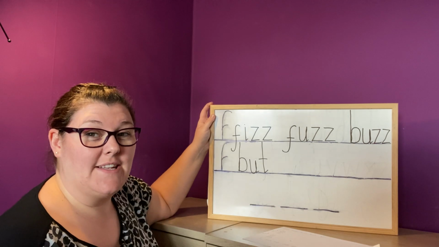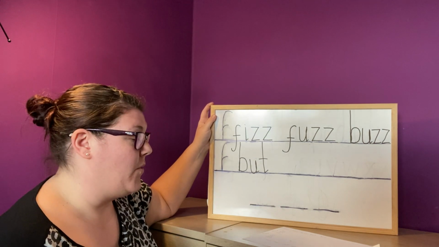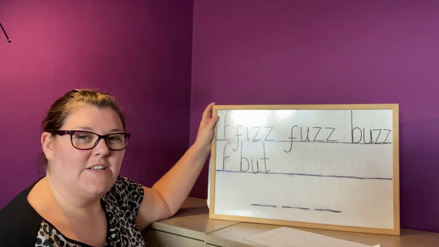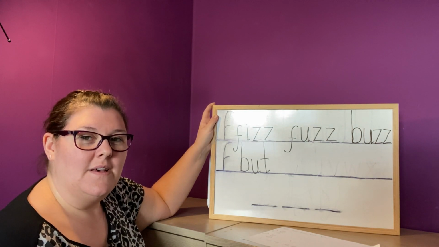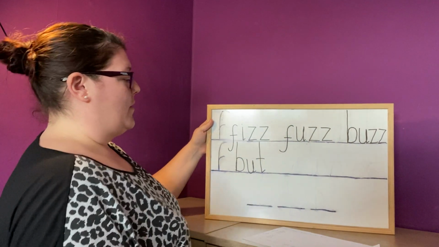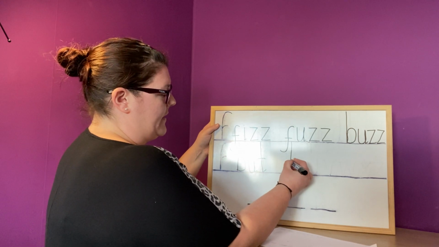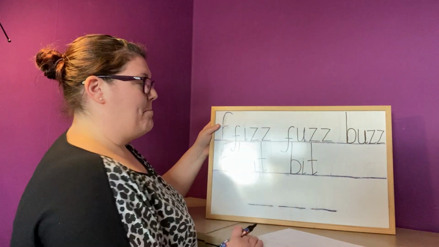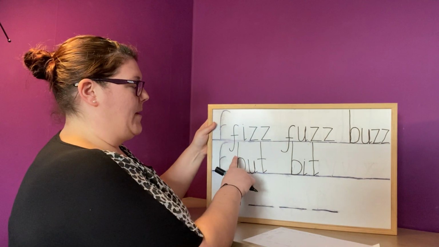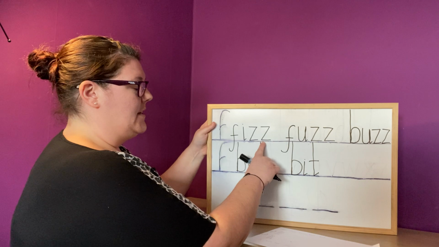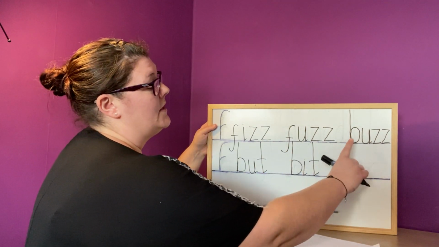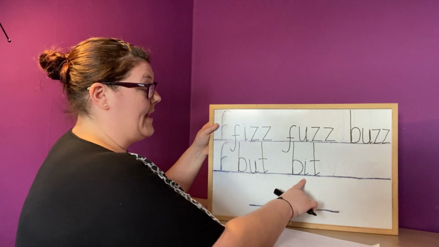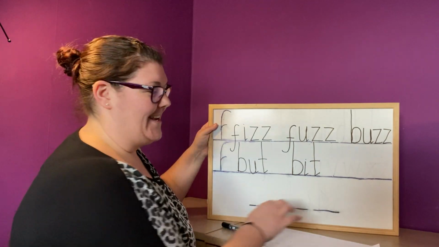Now, one more change. I don't want but anymore. I want the word bit. Bit. What sound is going to change there? That's right, it's the i, isn't it? So let's write the word again. B. What's next? It. Brilliant. Bit. Look how many changes we made there. We went from fizz, to fuzz, to buzz, to but, to bit. Amazing.